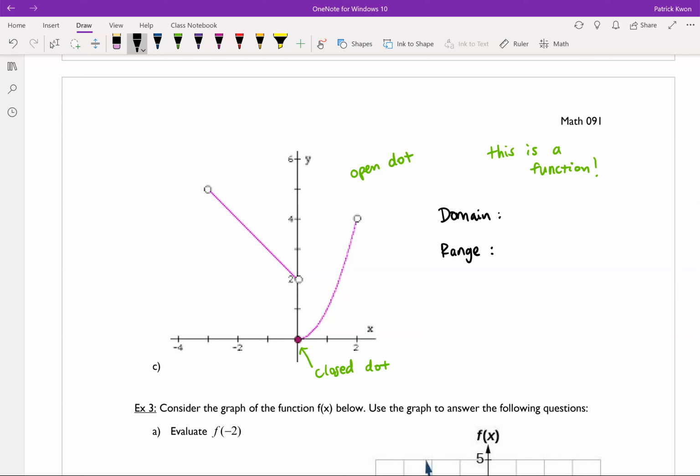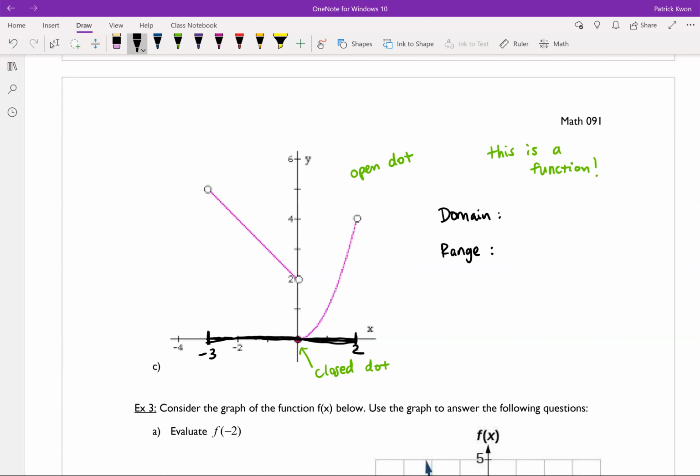Okay, so remember that the domain is the x values. Notice that our leftmost point starts right here and our rightmost point ends right there. And notice that when we're drawing it, it's continuous and not stopping, so all of the values between these two x values. So how do we write that in interval notation? Well, this left numeric value is -3, and this here is 2.